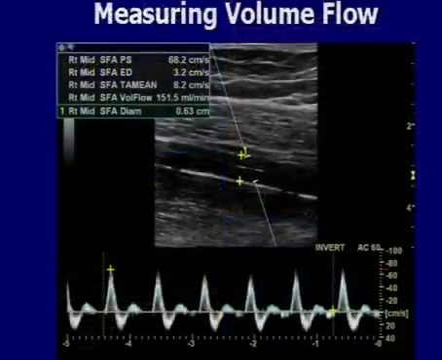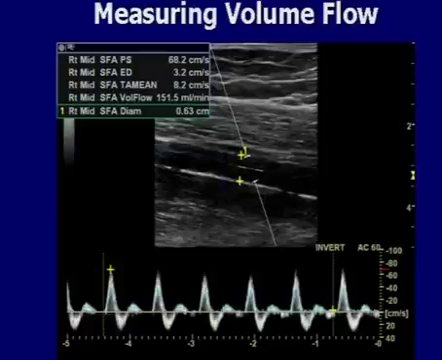The other thing we may be asked to do occasionally is measure volume flow. Now, this is rather unique, but just to explain it to you in case you need to do this at some point in time, what we do is we obtain a Doppler spectrum across a vessel, and here we have the superficial femoral artery. We dial in manually the diameter of that vessel, as shown by these calipers here. The machine calculates the vessel area based on that diameter measurement.